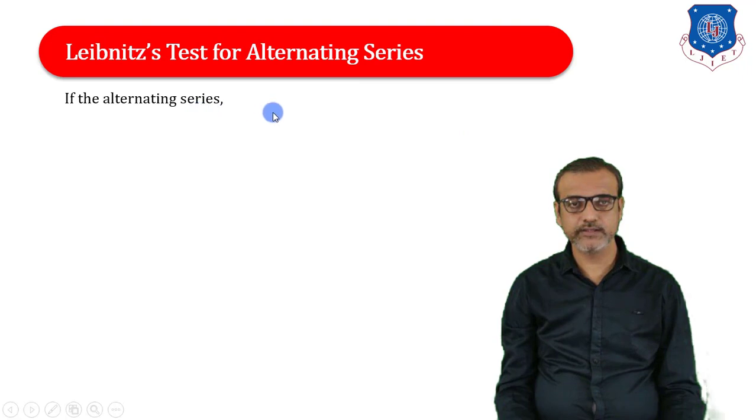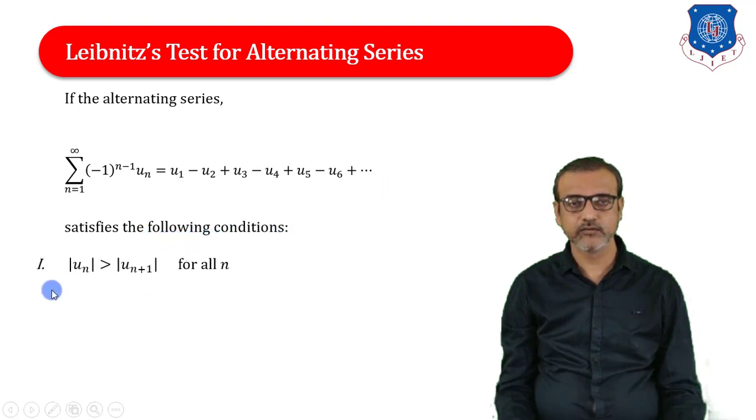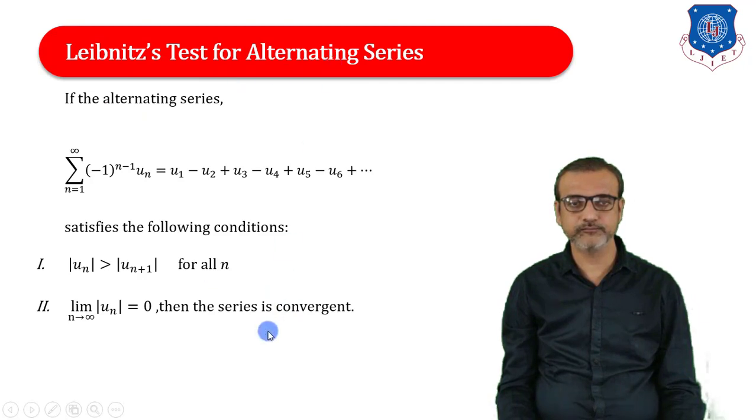If the alternating series sigma n is from 1 to infinity, (-1)^(n-1) u_n, that is equal to u1 - u2 + u3 - u4 + u5 - u6 and so on, satisfies the following conditions. Condition number 1: |u_n| is greater than |u_(n+1)| for all n. Condition number 2: limit n tends to infinity |u_n| equals 0. Then the series is convergent. So this is the Leibniz test for alternating series.